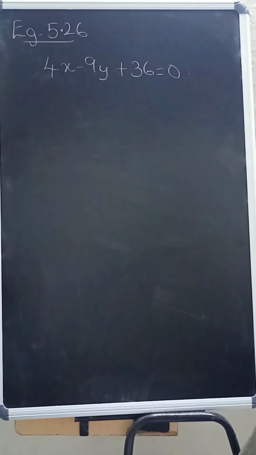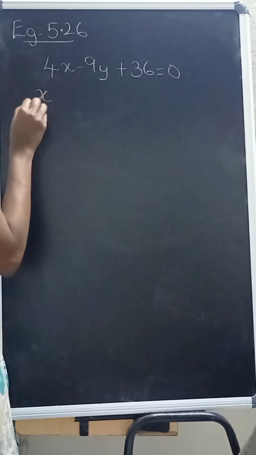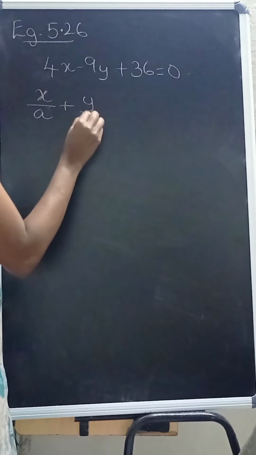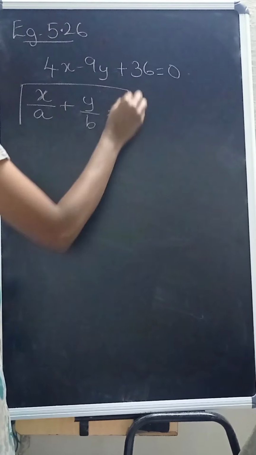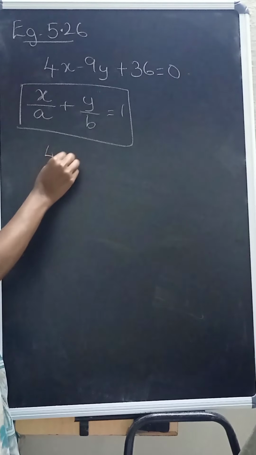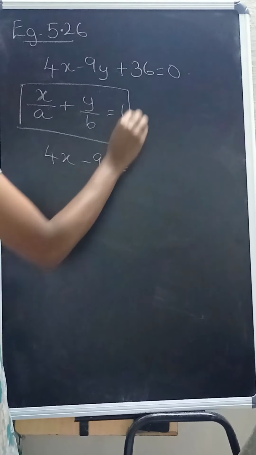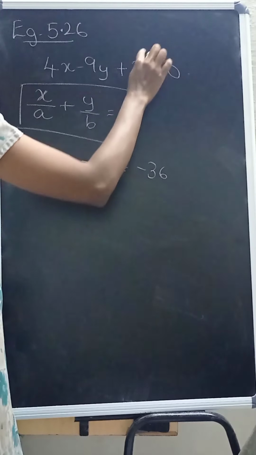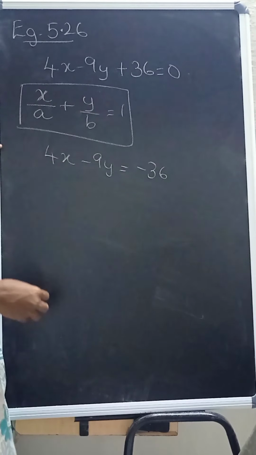Example 5.26. Find the intercepts made by the line 4x minus 9y plus 36 is equal to 0 on the coordinate axes. So they are asking you to find the intercepts, that is the x-intercept a and the y-intercept b. What is your intercept form equation? x by a plus y by b is equal to 1. Now you need to bring this equation to this form. How can we do it? 4x minus 9y is equal to minus 36. So first I am bringing this 36 to the right side.